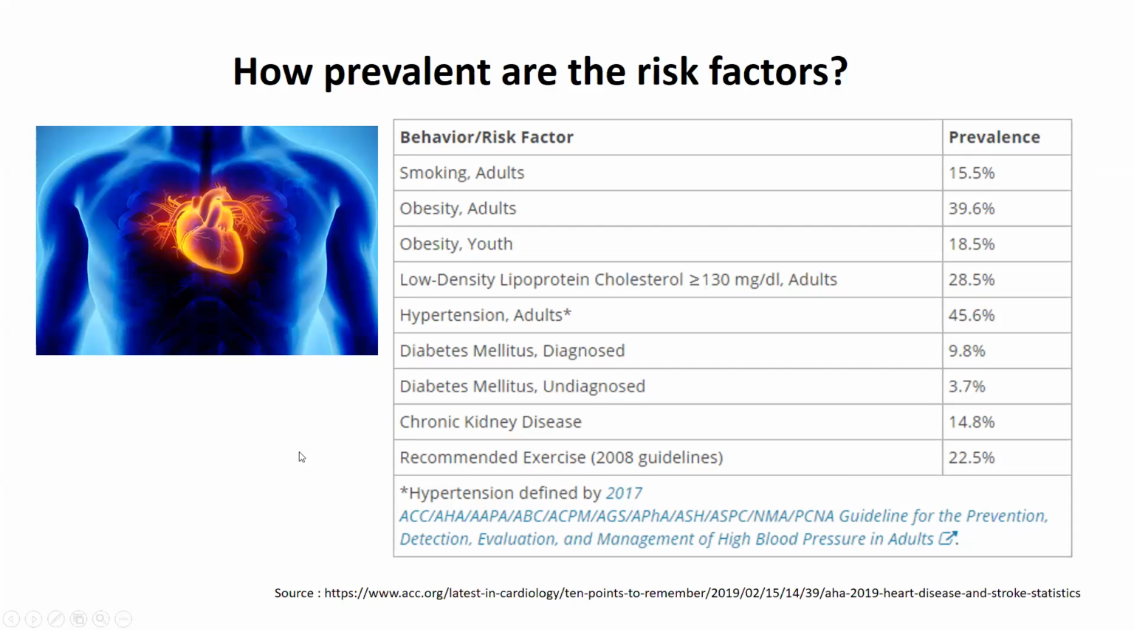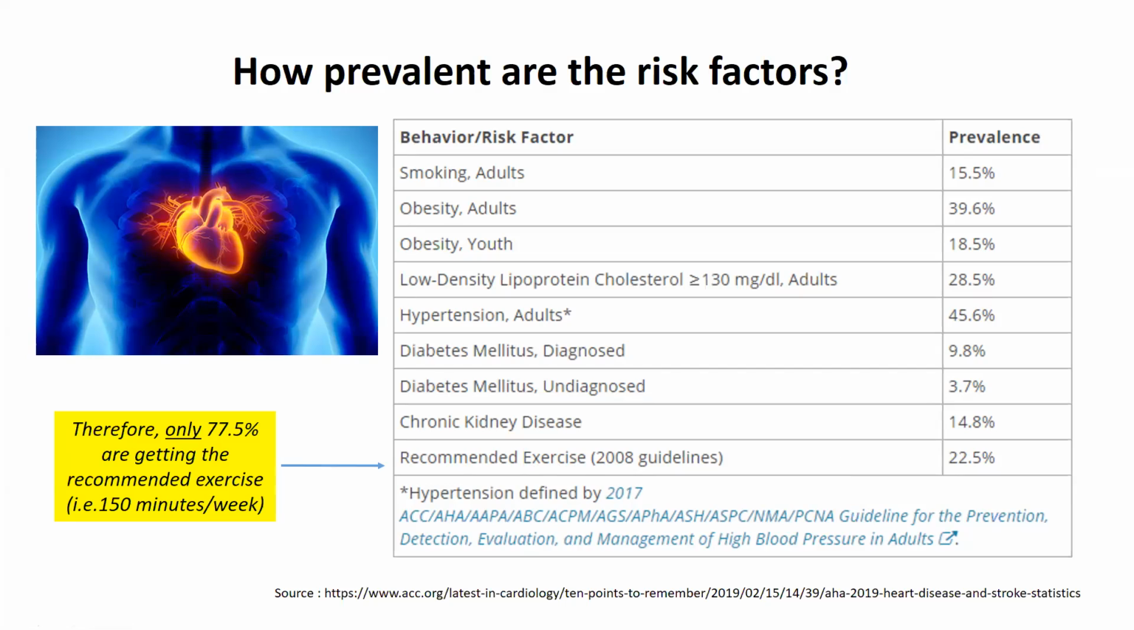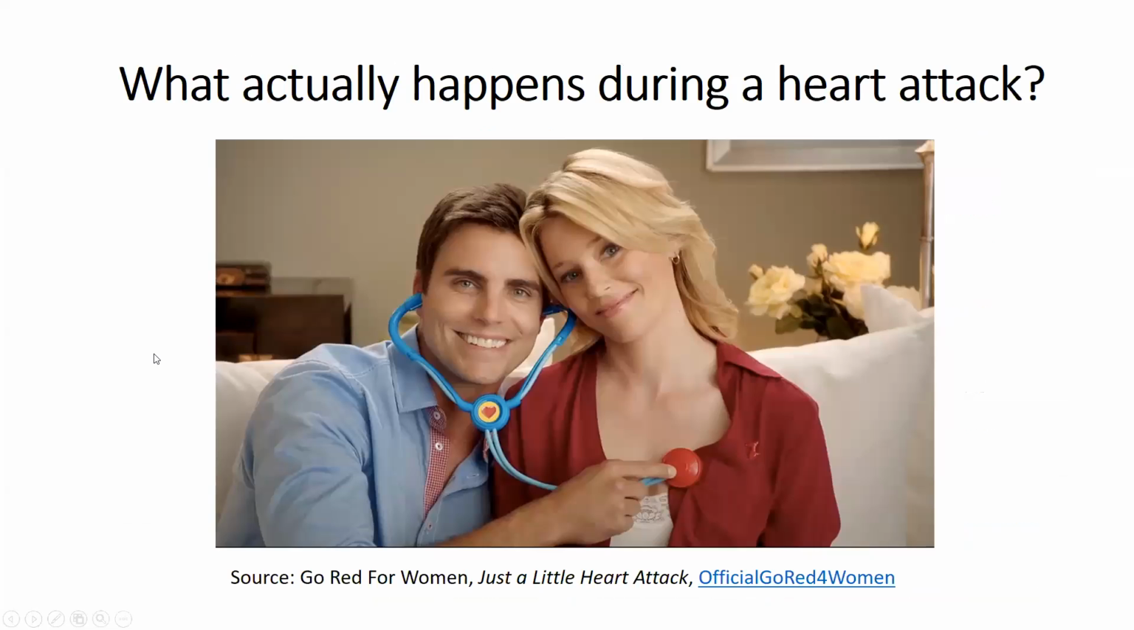So when we look at how prevalent risk factors are for heart disease, inactivity is the leading risk factor, because if only 22.5% are getting the recommended exercise, which is 150 minutes each week, that means 77.5% are not getting it. All right, so I think I got a little typo there. Not 77%. 77.5% are not getting the recommended amounts of exercise. So lots of work to do with physical inactivity, and just getting that number up just a little bit can go a long way at protecting our hearts.